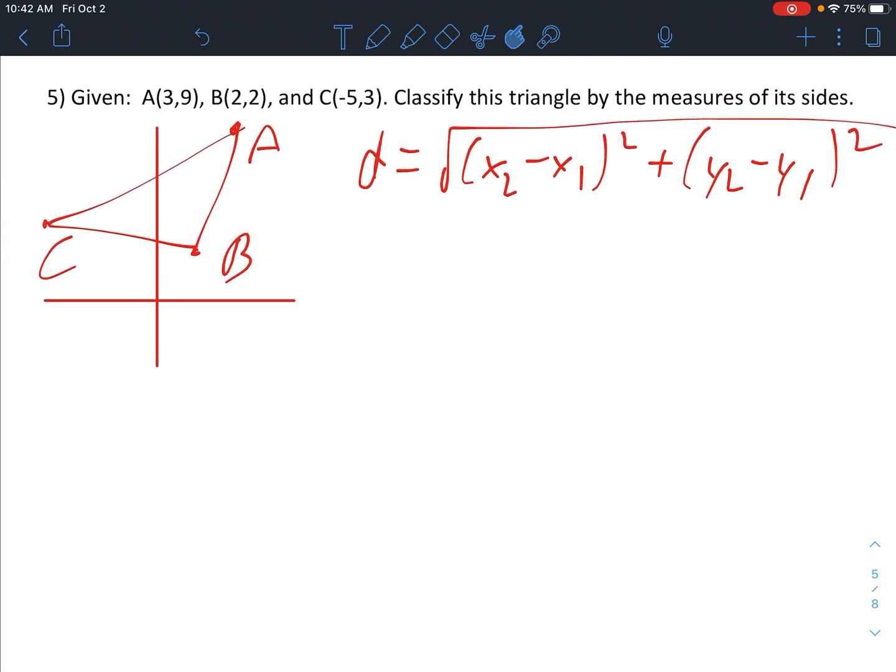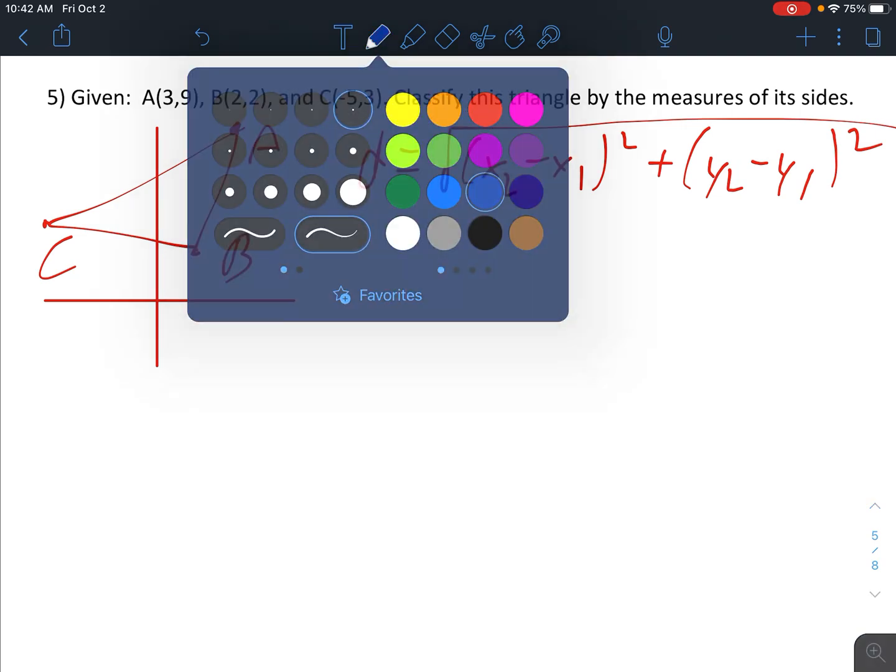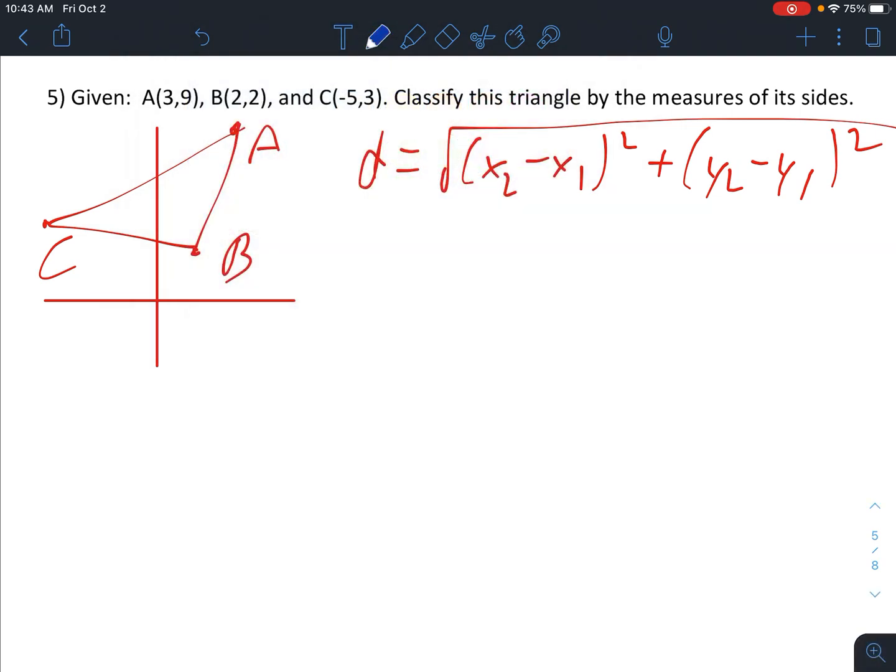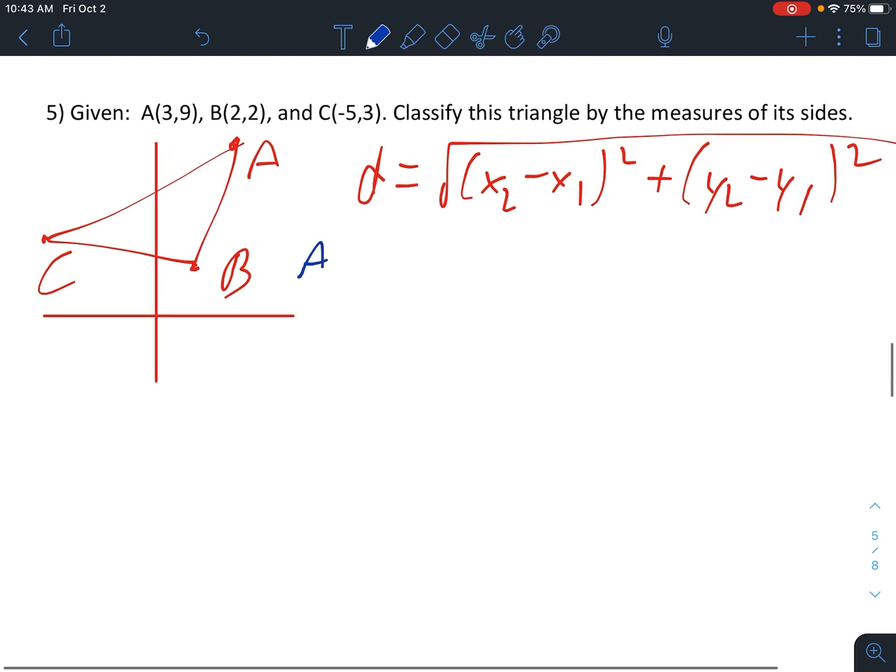All right, for number 5, we have 3 points. I just plotted a random picture of those 3. It doesn't have to be perfect, just so you can kind of see what they're looking like. The problem says to classify the triangle by the measure of its sides. To do this, we are going to use the distance formula 3 times. So let's start by finding the side length AB.